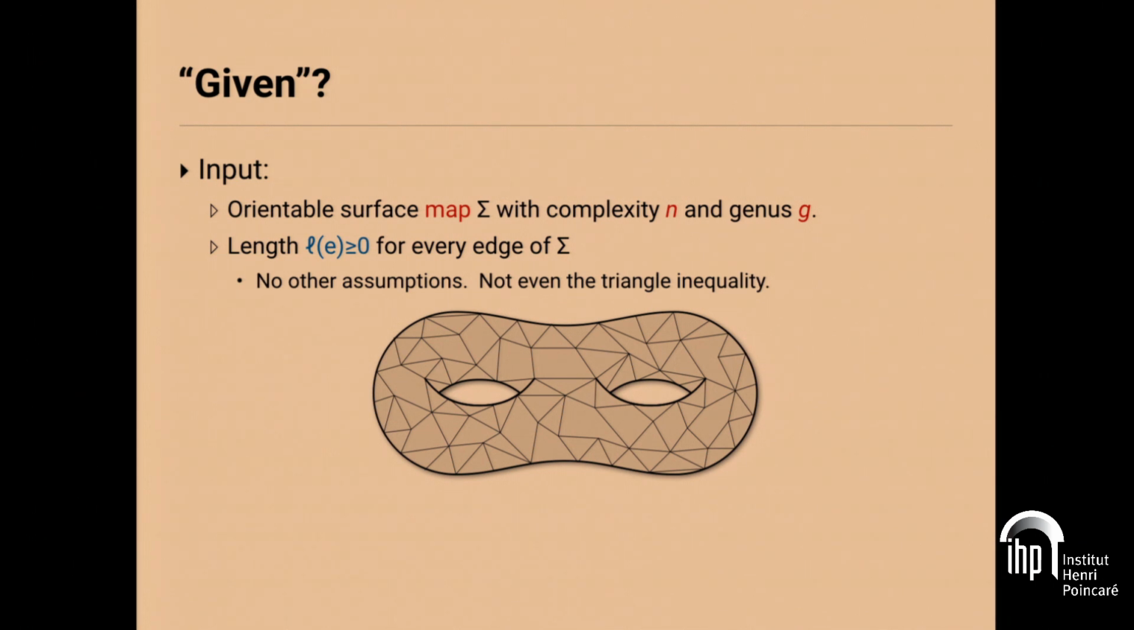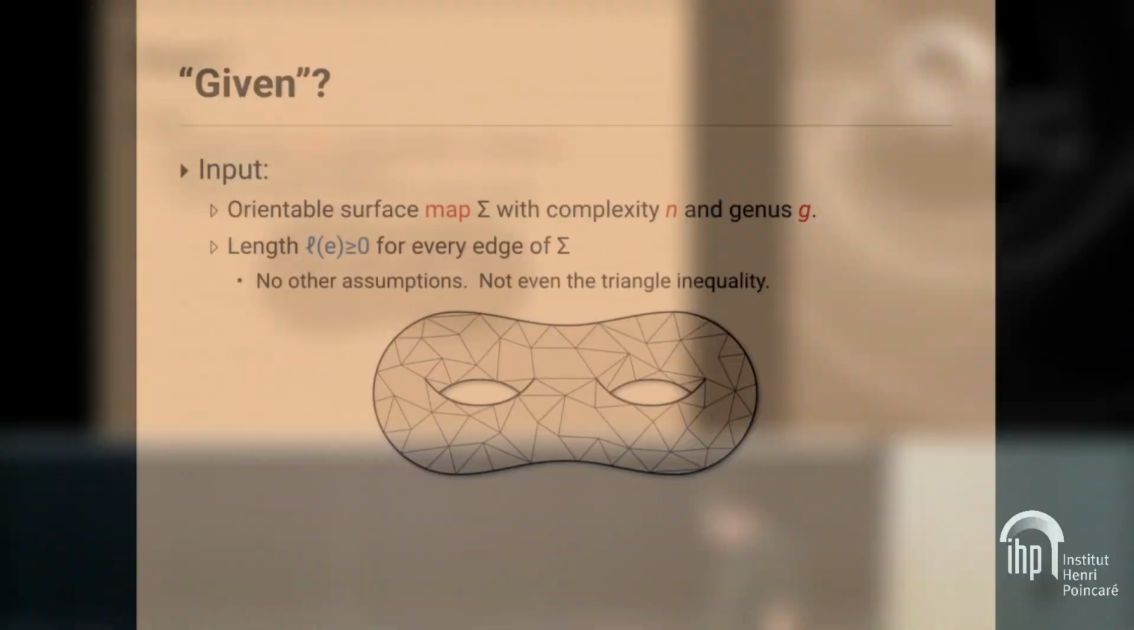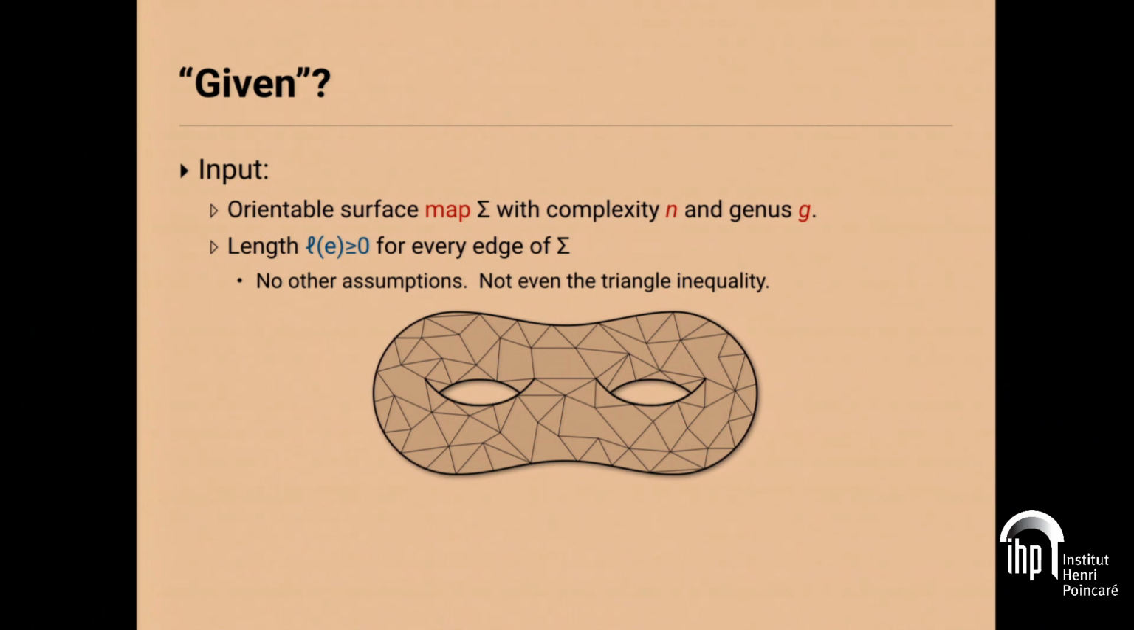Okay, so as expected, I'm going to start by specifying my input as a surface map, and again, only for purposes of simplifying the talk, I'm going to assume that the surface map is orientable and has no boundary. And I'm going to use n to mean the total complexity of the map and g to mean the genus of the underlying surface. And I'm also going to assume that every edge has a length, which is just some non-negative number. I'm not assuming anything else.